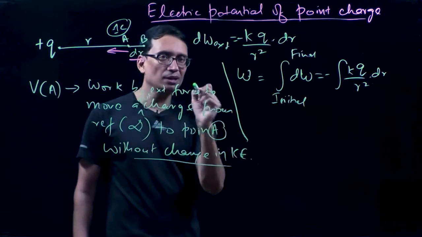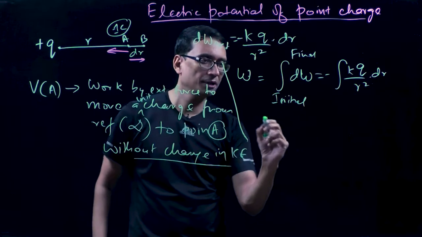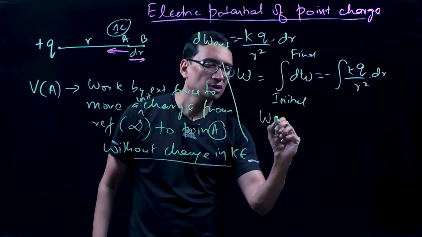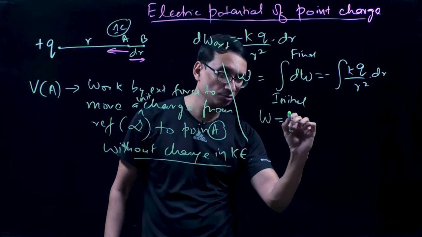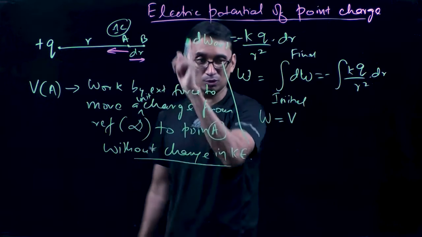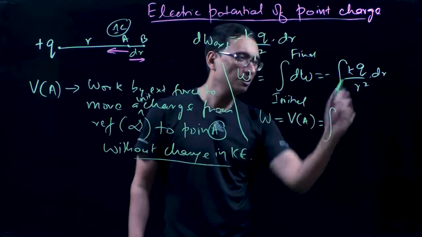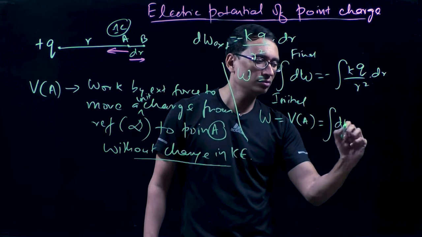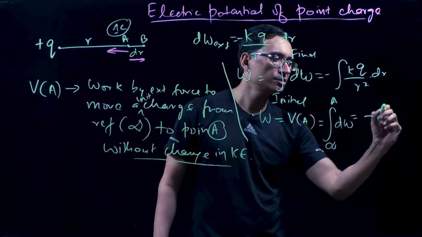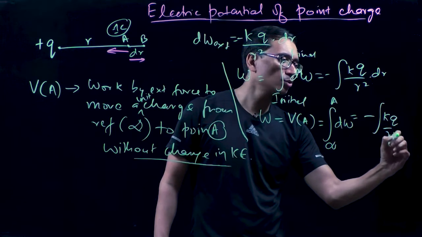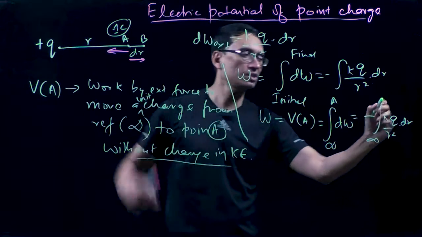Now, what is my initial and final here? Here the initial is infinity and final is point A. So my work done to bring a 1 coulomb charge is the same as electric potential. In this case, this work done is also equal to the electric potential, because I'm doing it for 1 coulomb, 1 unit charge. VA is going to be integral dW from infinity to A, which is going to be minus integral KQ upon R square into dr from infinity to A, and my A is at a distance R.